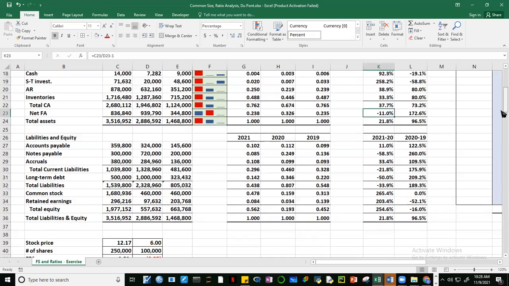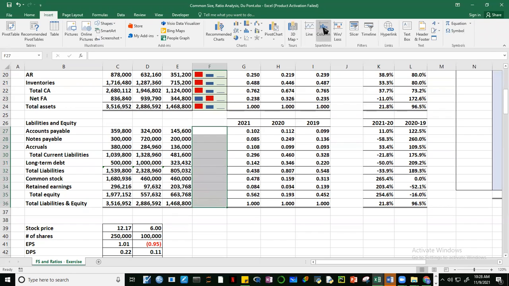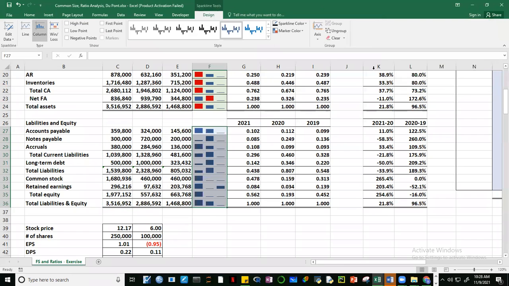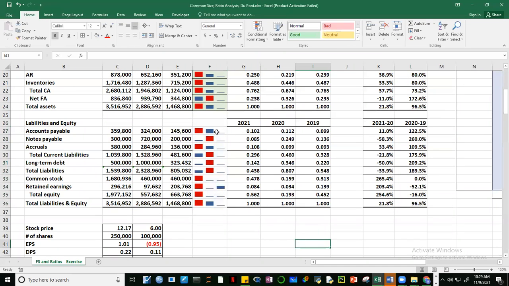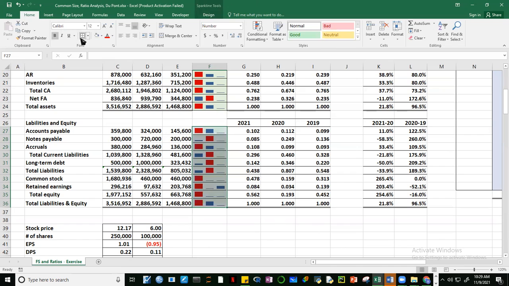When we take a look at the financing, guys, let's also do the sparkline here, column. Let's do the high point here. All right. We can see here the red points are the highest points. So notes payable was highest really in 2020. And so is long-term debt and total liabilities.